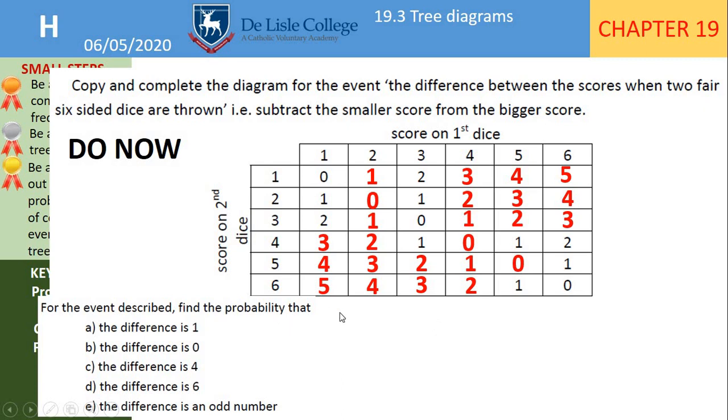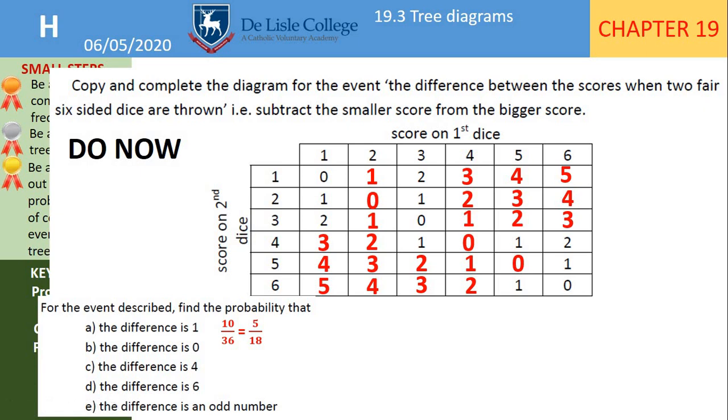Then it asked for the event described, find the probability that the difference is 1. So there are 36 outcomes altogether. The probability of you getting a 1 is, counting them, 1, 2, 3, 4, 5, 6, 7, 8, 9, 10. So it's 10 out of 36, which cancels down to 5/18.